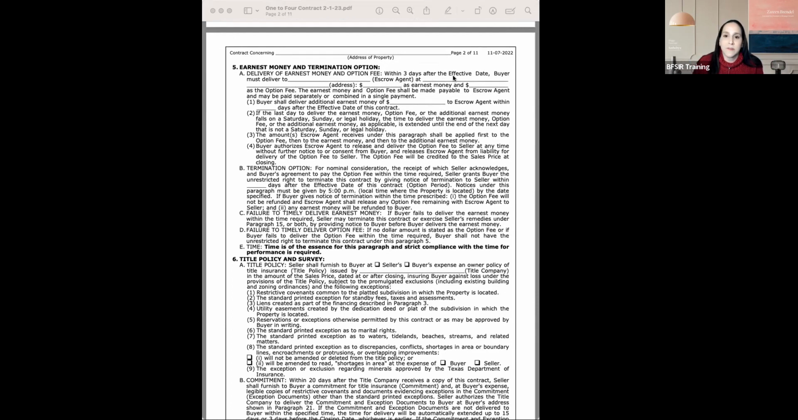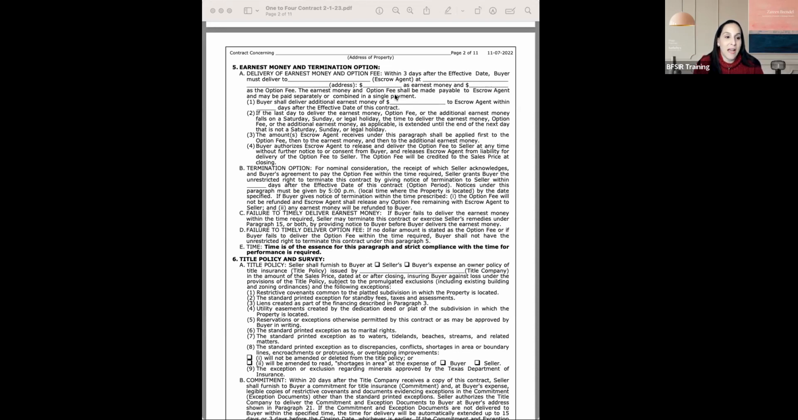So within 3 days after the effective date, buyer must deliver to blank, hopefully Momentous Title, at 3131 Turtle Creek, Suite 100. And then, here is your blank for the earnest money, and here is the blank for the option money. I will tell you, so that you guys do not ever do this.